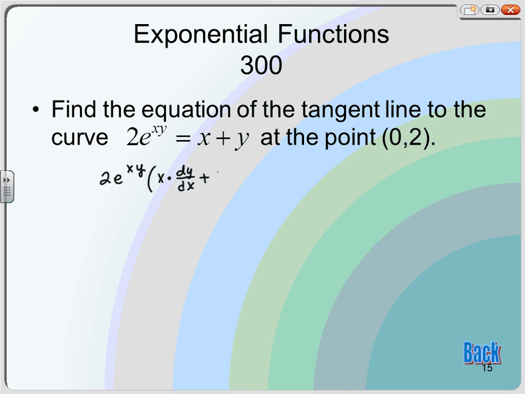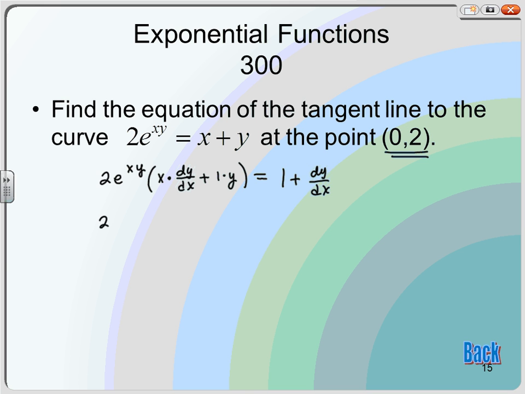Plus the derivative of the first, which is 1, times y, equals the derivative of the other side. The derivative of x is 1, and the derivative of y is dy/dx. Okay, I like these ones because I'm supposed to find the slope at the point (0, 2). So you just plug in now.